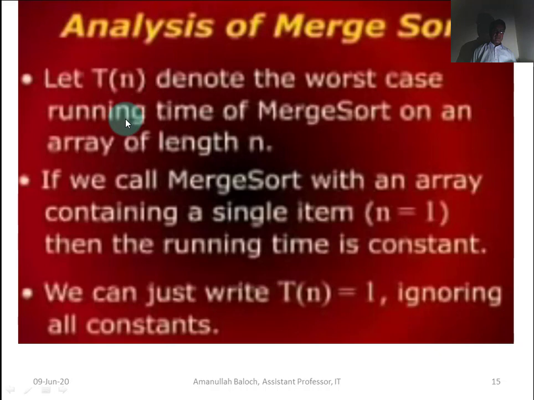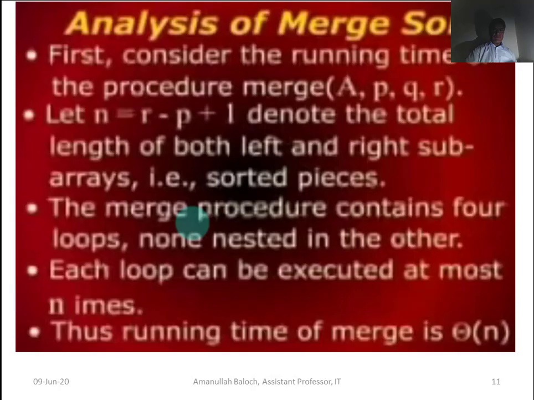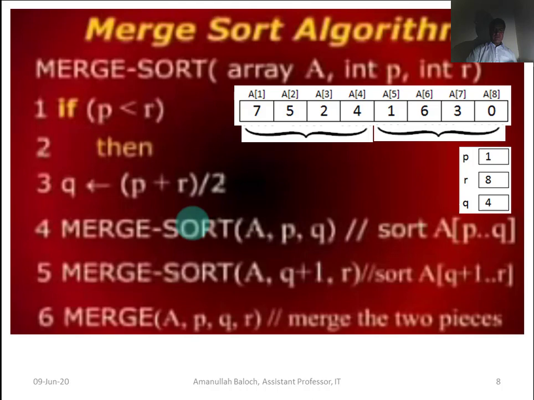If we call merge sort with an array containing a single atom, n is equal to 1, then the running time is constant. You can see this here in merge sort. If the array has 1 element, then P will be 1, that is the initial index 1, R is 1, and A will get a single value. There will be a single value in the array, not 8 element values, because P is 1, R is 1. Is P less than R? No, because 1 is not less than 1. So the computer will not execute the code from line number 2 to 8. Instead it will skip these lines.